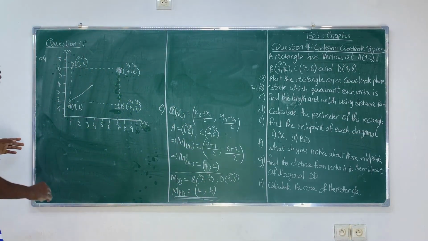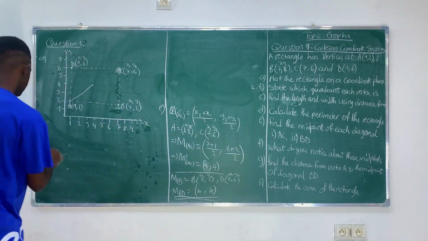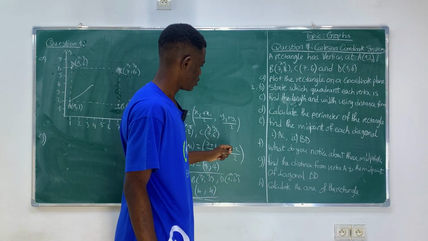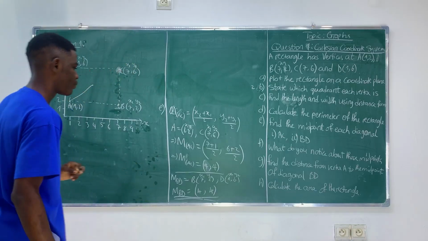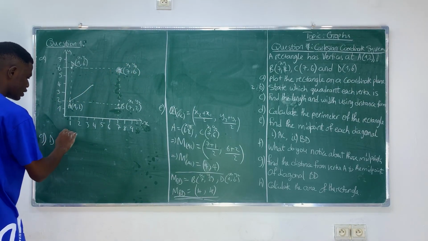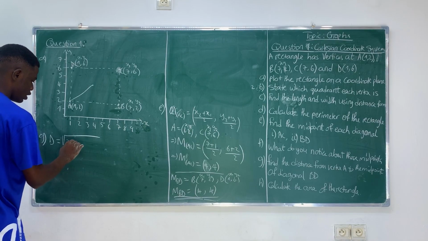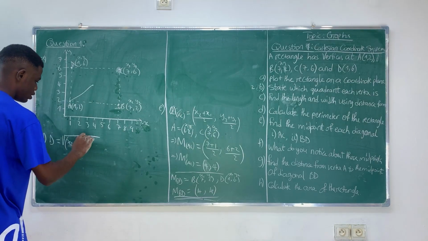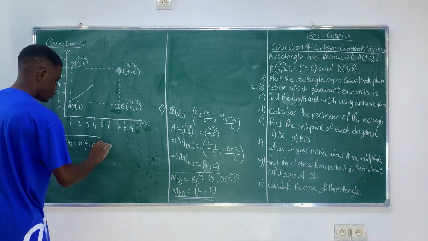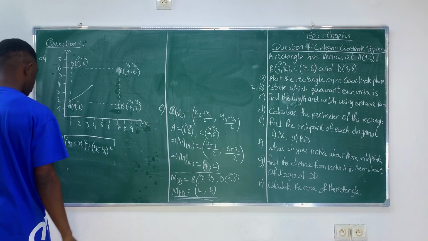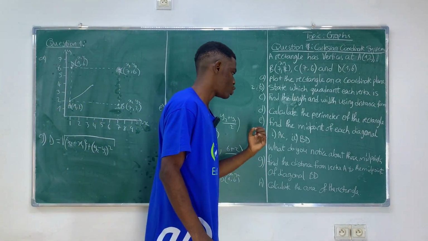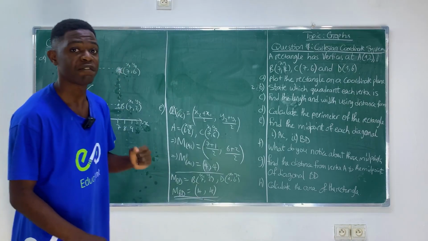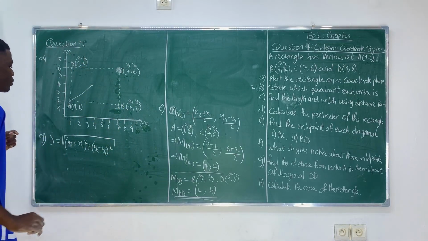Right. So the next part says G. Find the distance between the vertex A and the midpoint. Okay, distance. The formula for distance I have it here: x2 minus x1, all squared, plus y2 minus y1, all squared. That's the formula for distance. They actually said the distance is between vertex A and the midpoint of the diagonal BD. Remember, vertex means the edge or the point A.